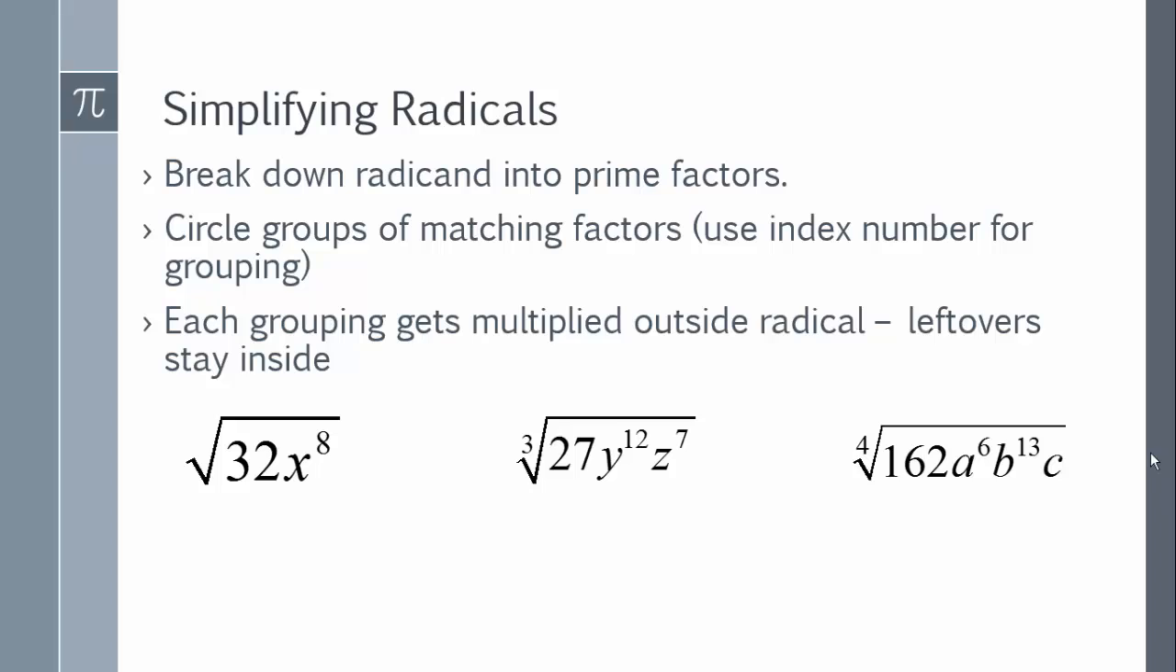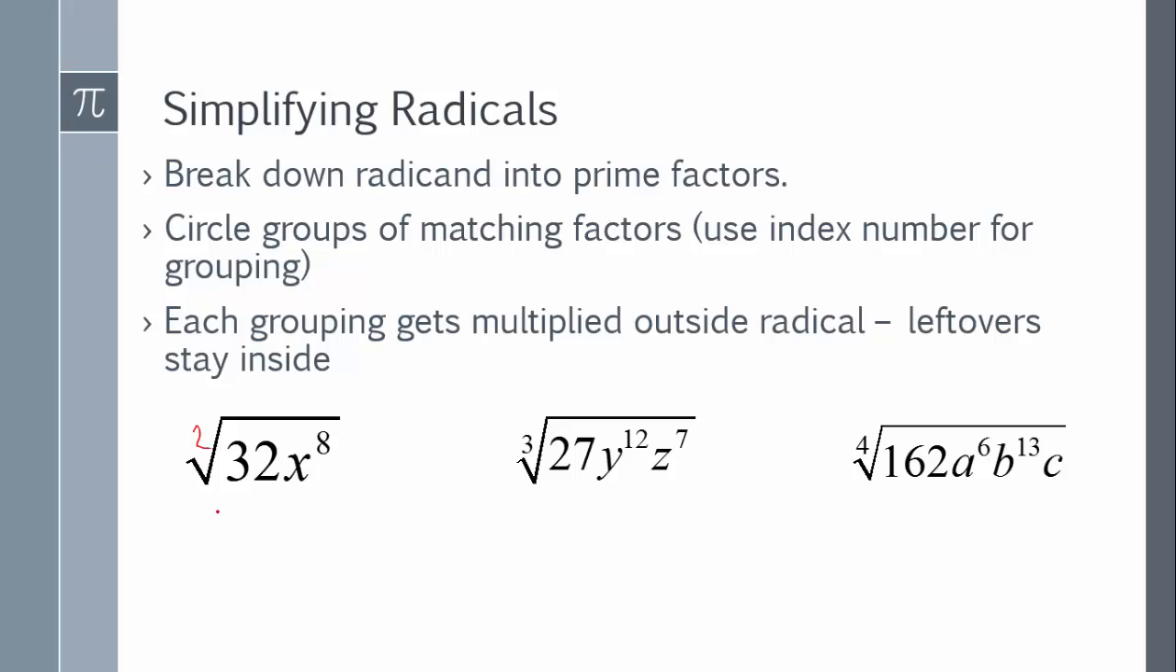And the way we do that, as we've done in the past, and I'm sure you've done in Algebra 1, you just break down each of the radicands into their prime factors, and then you use the index, which is, remember, the little number at the check mark of the radical. If there is no index, as in the case of the first example, we automatically assume it's a square root. That index tells you how many of a kind you need in order to pull the group out of the radical. Okay, so let's do an example.